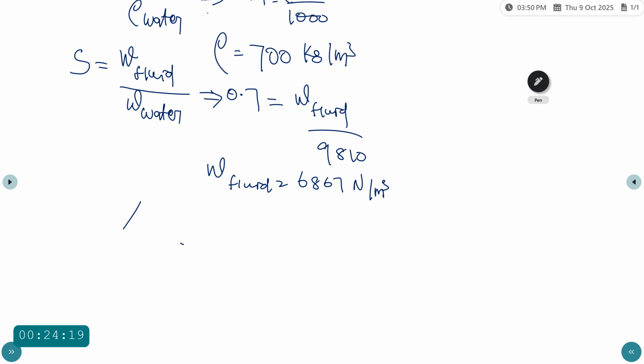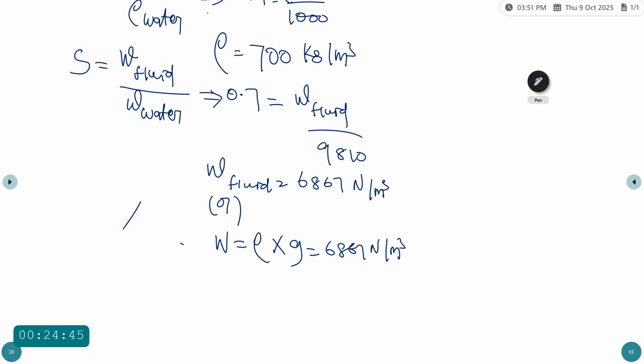Another way we can calculate it: w equals rho into g. Density into gravity directly gives 6867 Newton per meter cube. This is the alternate way. You can use any way to determine it.